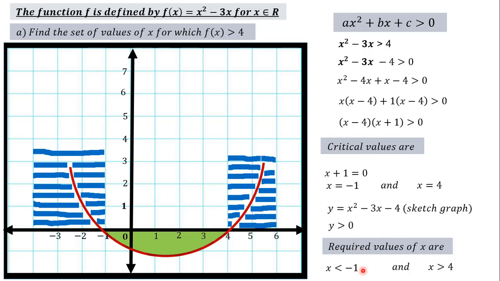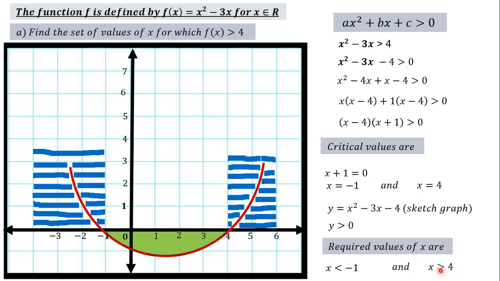Now, students, if you want to confirm this, you can replace x with any value that is less than -1. Let's take -2 and replace it over here. So -2 squared will give you +4, -3 into -2 will make it +6. So 4 plus 6 minus 4 means 10 minus 4 is 6, and 6 is always greater than 0.